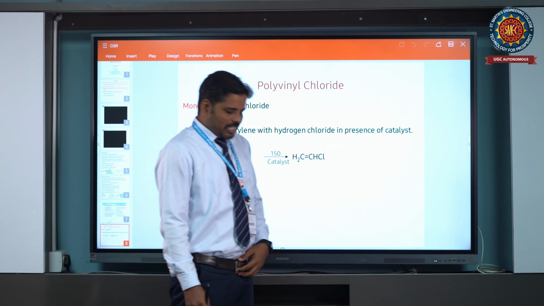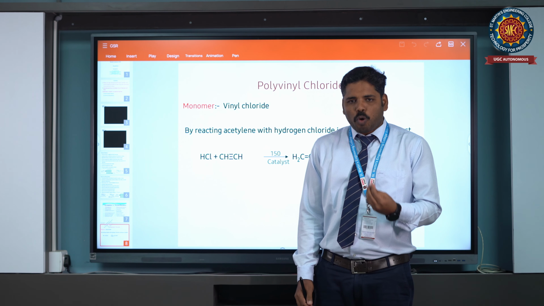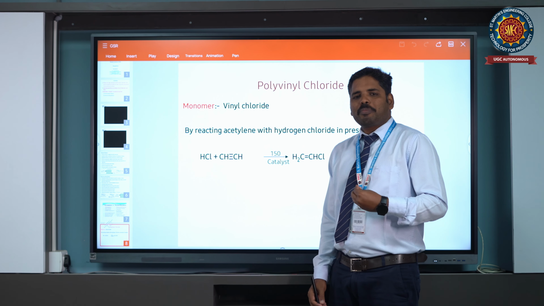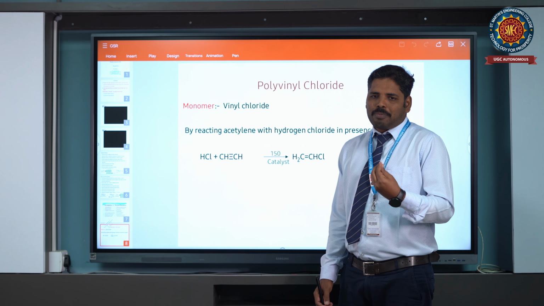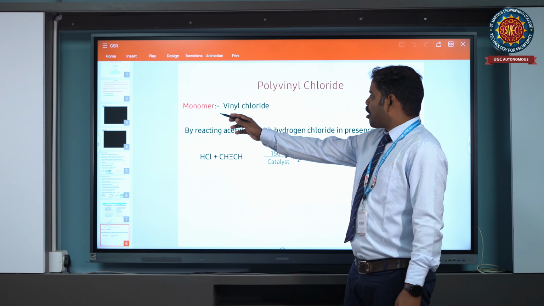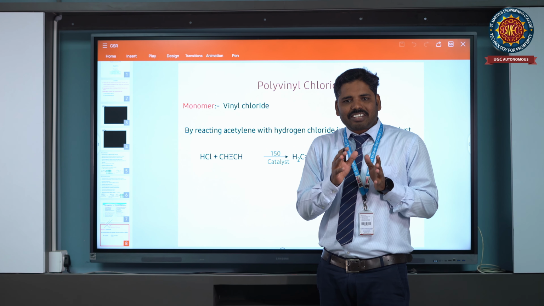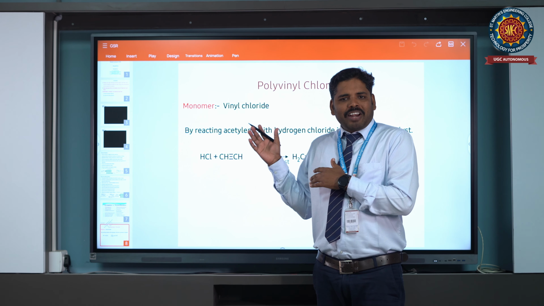Next one, how to synthesize vinyl chloride and polyvinyl chloride. Vinyl chloride is called the monomer. Polyvinyl chloride is the polymer product. This is an example of thermoplastic polymers. First one, the monomer is called vinyl chloride. How to synthesize vinyl chloride? Acetylene reacts with hydrogen chloride, and it forms vinyl chloride.